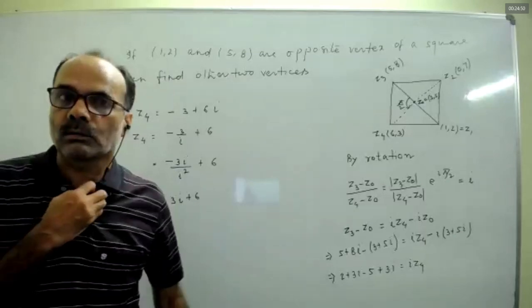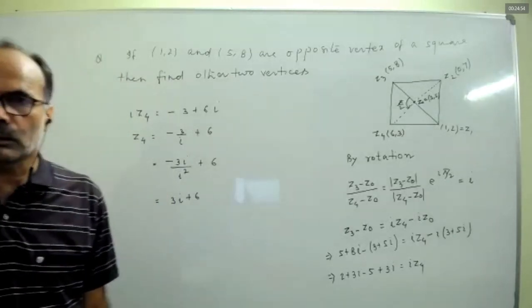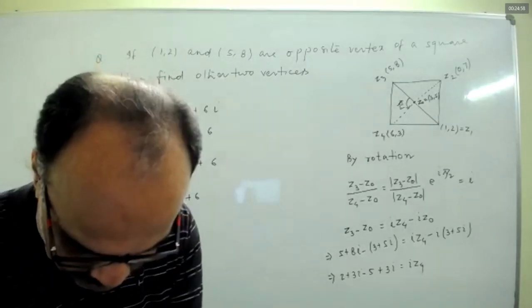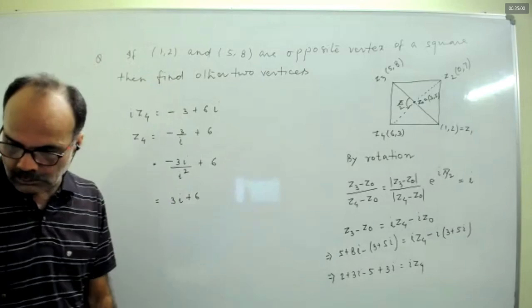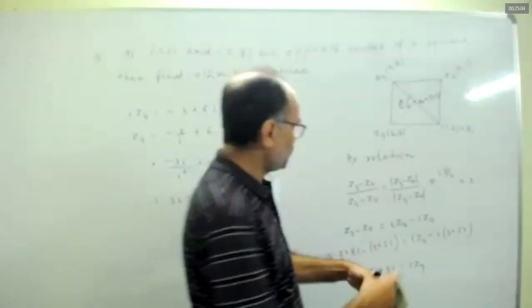So all are correlated: vector, complex number, two-dimensional geometry. In fact, 3D geometry is also totally based on vectors. So the same thing I am doing with coordinate geometry.